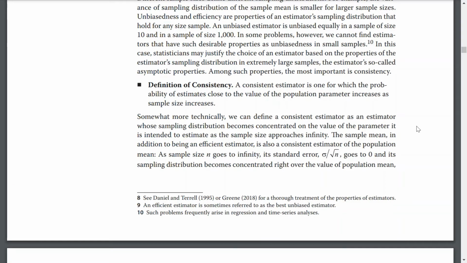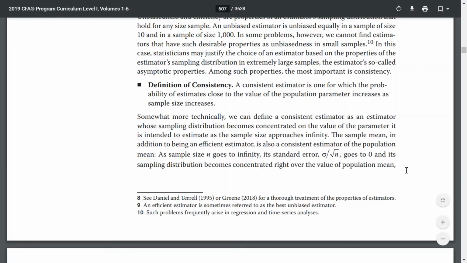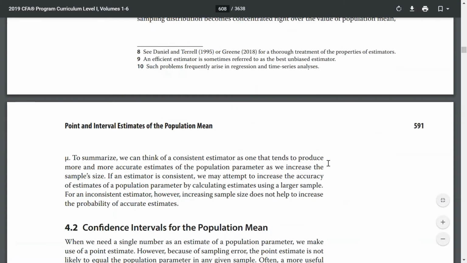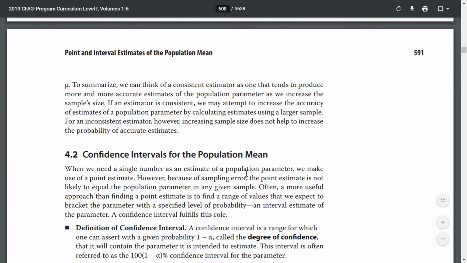As sample size n goes to infinity, its standard error, the standard deviation divided by the square root of n, goes to 0. That's because it gets closer to... what? That doesn't make any sense. Let me keep reading. And the sampling distribution becomes concentrated right over the value of the population mean, mu.